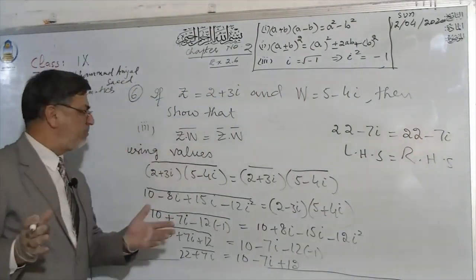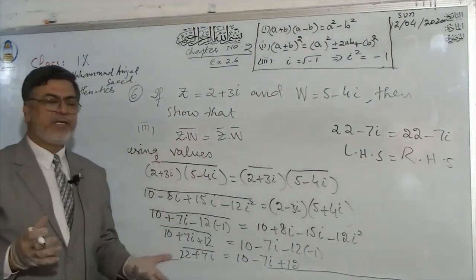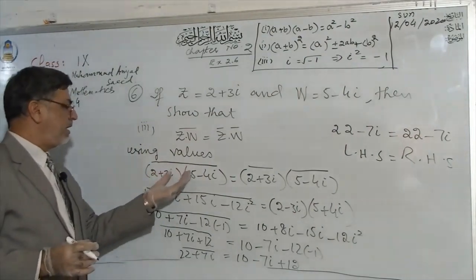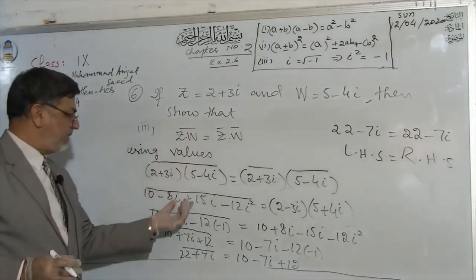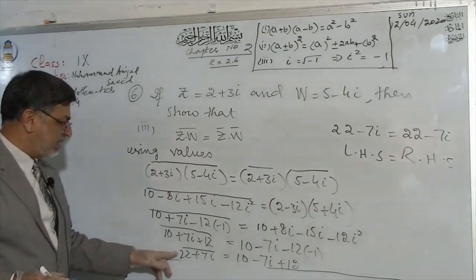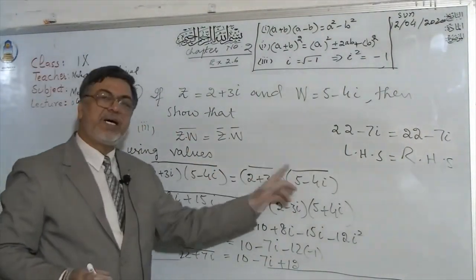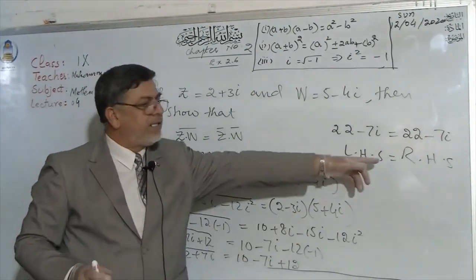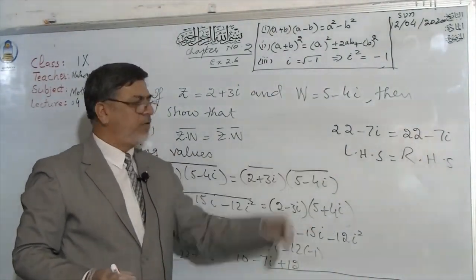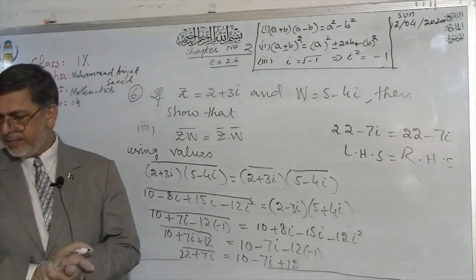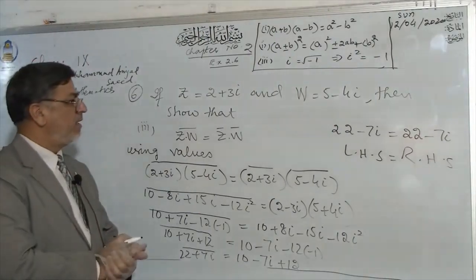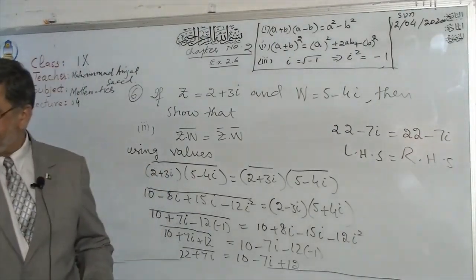Very easy, very simple. Here what you did: on left hand side we multiplied first, converted into a single complex number, then applied the bar. On right hand side we applied the bar first, then multiplied, and you got the same answer. Alhamdulillah, you got left hand side equal to right hand side. So in this way, I hope that you understand this part.